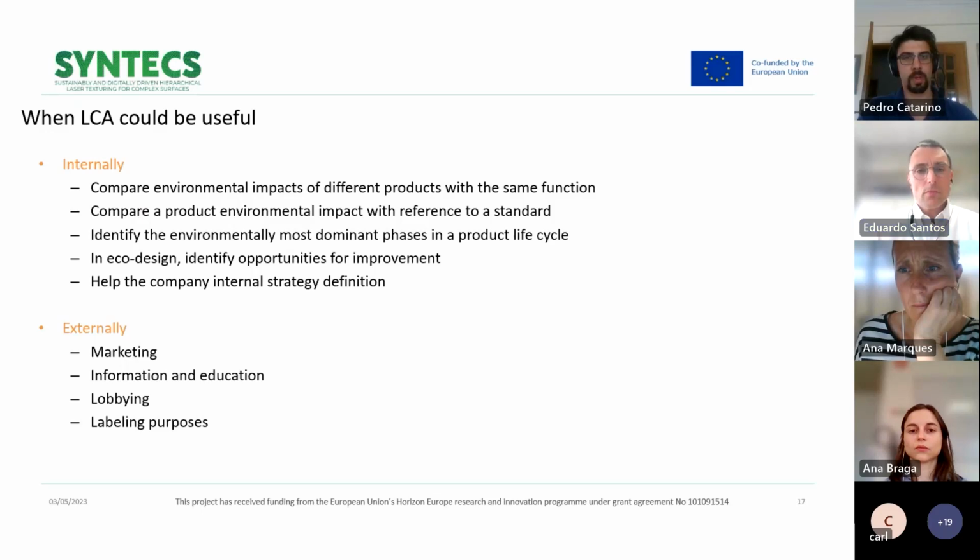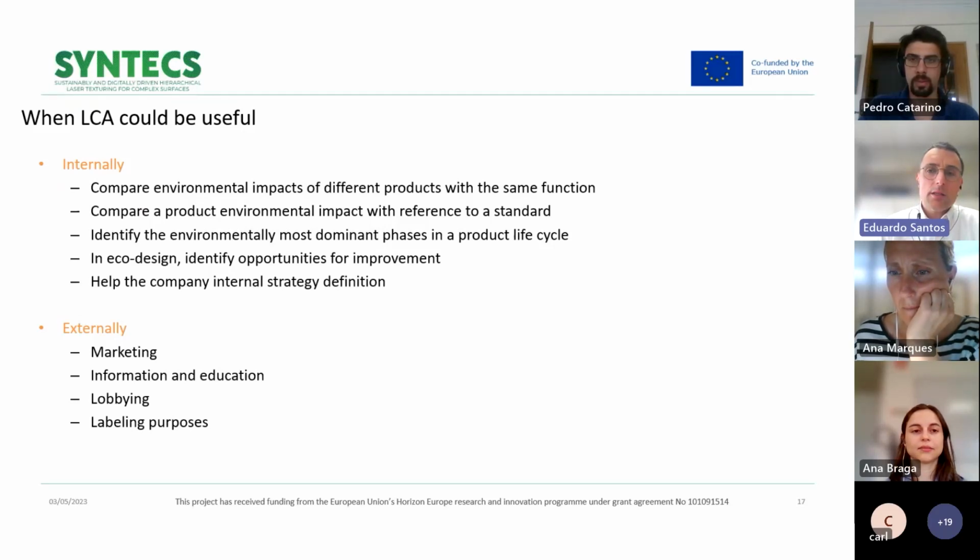So we are coming near the final of this first part that I'm presenting, but it's important to understand when LCA can be useful and when it cannot be useful or should not be used. So it's very useful for an internal assessment, to compare environmental impacts of different products that have, of course, the same function. Also to compare a product's environmental impact with a given benchmark, for instance, with the best performing product in the industry, and you want to see how your product can compare to that.